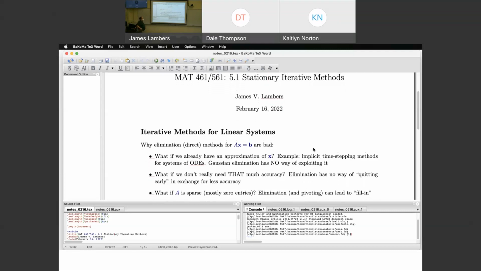This one has kind of come up already. What if A is sparse? For example, a banded matrix. Pivoting is a problem. Pivoting can destroy sparsity. Gaussian elimination, even without pivoting, for certain sparse matrices, can destroy sparsity. You have this problem of fill-in. So you need some way of solving Ax equals b that doesn't lead to this problem.